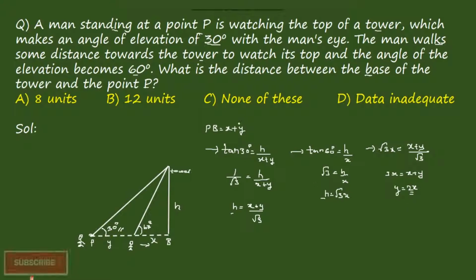Just substitute the value here. y is 2x. Then x plus 2x is equal to 3x. The distance is 3x. But we don't know the exact value of x. So data is inadequate, or data is not sufficient to solve the problem. So the option is option D.